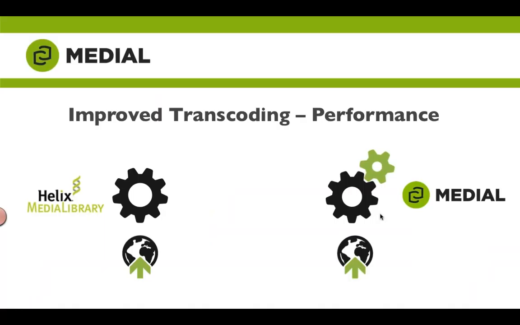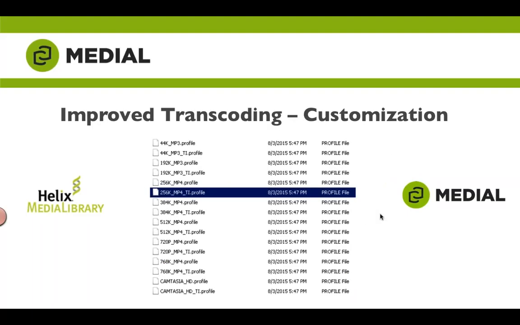We've improved the performance of the transcoder as well. Whereas in the past the transcoder was using Helix technology and on certain file types could be relatively slow compared to our new transcoder anyway. What we're seeing with Medial is around a 30 to 40% improvement on the speed of the transcoder. So if you've had issues with that in the past, that's certainly something that we can help you out with, and you'll get that added benefit by upgrading to v4.